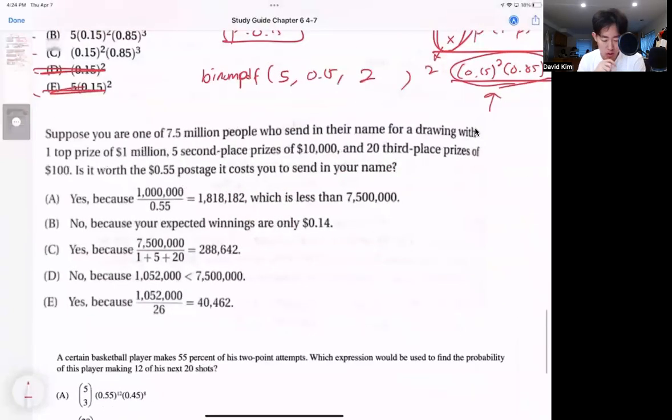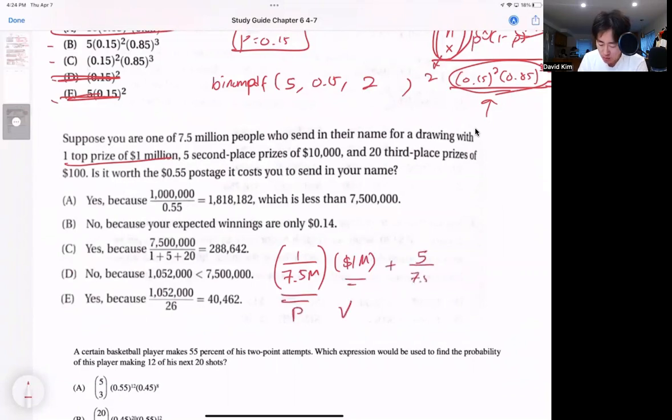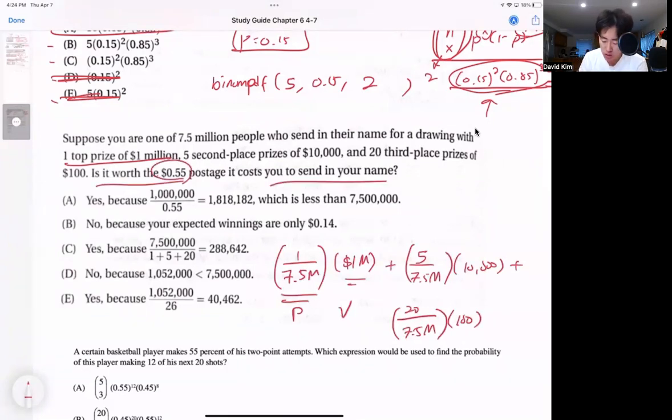All right, suppose there are 7.5 million people who send in their name. So one top prize for $1 million. So that's 1 out of 7.5 million people that are able to win this prize. Not a lot, but it's still your probability times the value itself. Plus 5 out of 7.5 million people times 10,000 in this case. 20 over 7.5 million people times $100, and you're going to add all these together. So is it worth the 0.55 postage it costs you to send in your name?